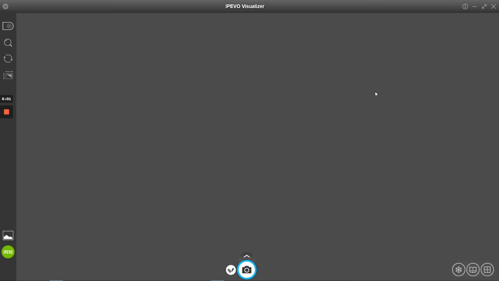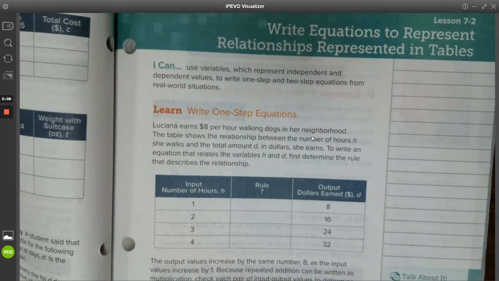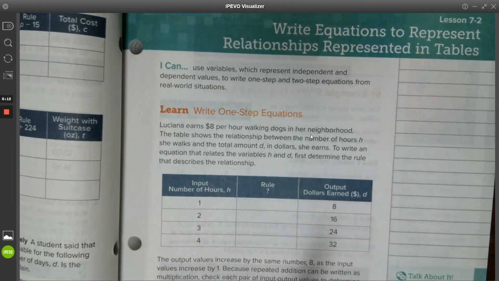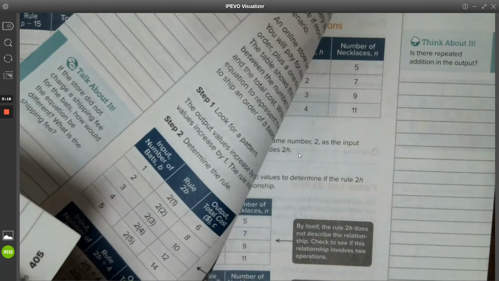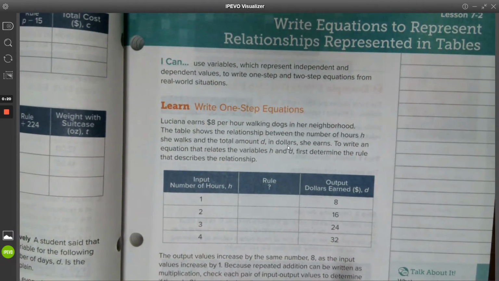Good morning, everybody. And today we will be talking about writing equations to represent relationships represented in tables. So this is lesson 7-2. We are on page 405 in your workbook. So we are going to continue talking about independent and dependent variables.